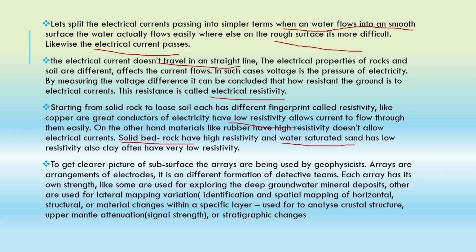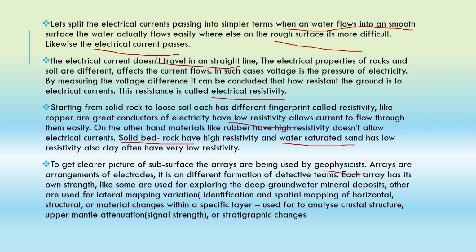If a material has high resistivity, it does not allow the electrical current to pass. If it has low resistivity, it allows the current to pass through it. So it gives a clearer picture of how the subsurface material reacts to electrical resistivity. It is used by geophysicists.